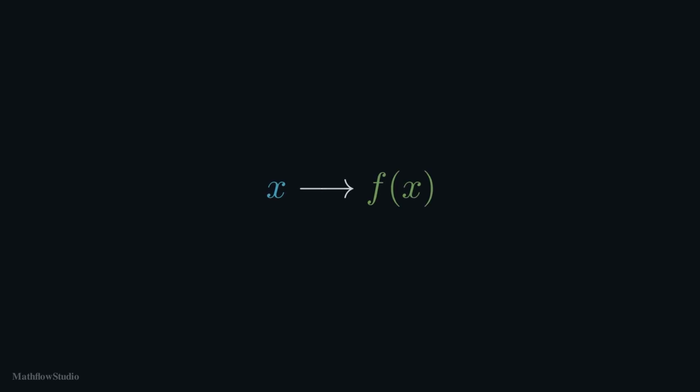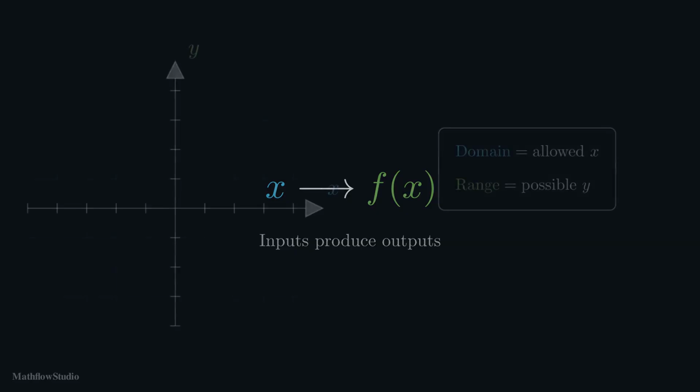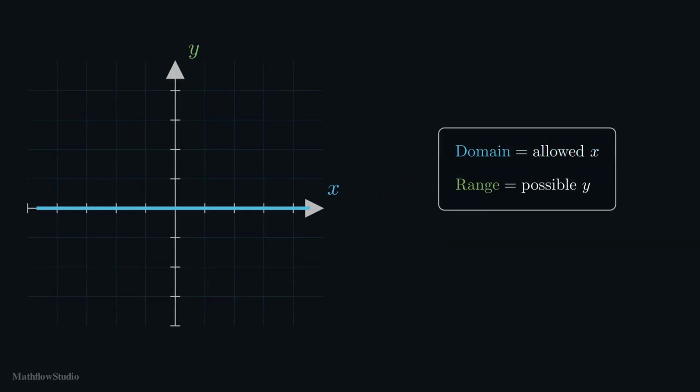Every function starts with inputs and produces outputs. Domain and range are the words we use to organize those inputs and outputs. On a graph, the domain is read along the x-axis. The range is read along the y-axis. The question is always which x values are allowed and which y values actually appear.